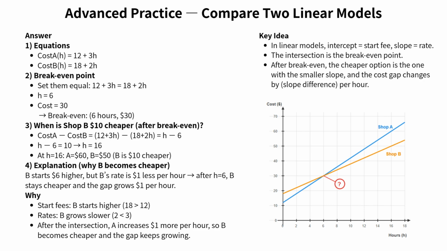So the SAT takeaway is: write the equations, find the intersection for break-even, and when the question asks about how much cheaper, set up a difference equation. And always interpret it. The option with the smaller slope eventually wins for large H, even if it starts higher.